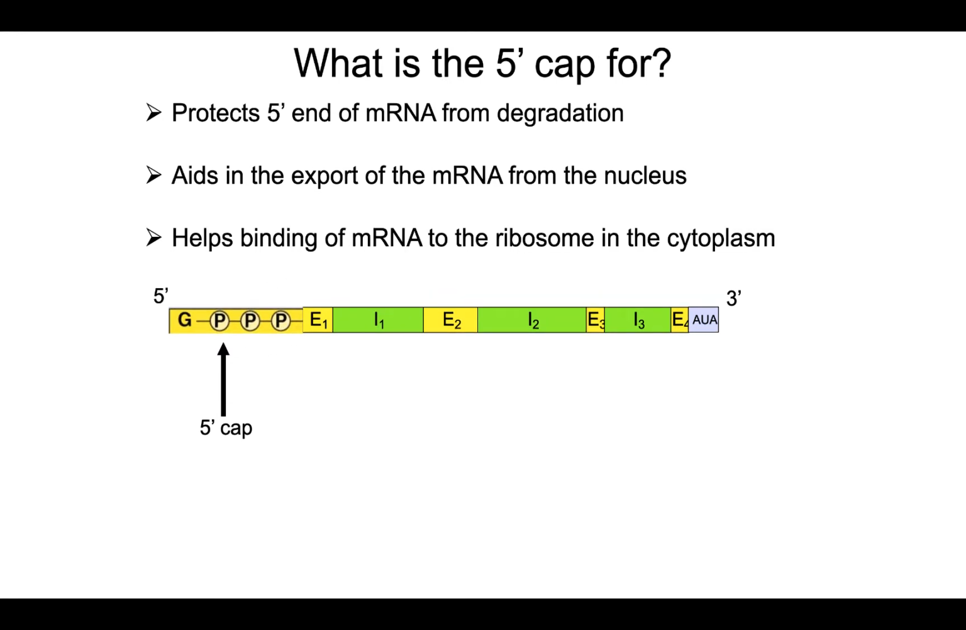Now, what is it for? Well, it protects the 5' end of the messenger RNA from degradation. Okay, there are all sorts of enzymes within the cell that will eat up RNA if it's not protected. It aids in the export of that mRNA from the nucleus, where it's being processed, to the cytoplasm, where it's going to bind to ribosomes, and then translation is going to occur using it as a template. And it helps that messenger RNA bind to those ribosomes.